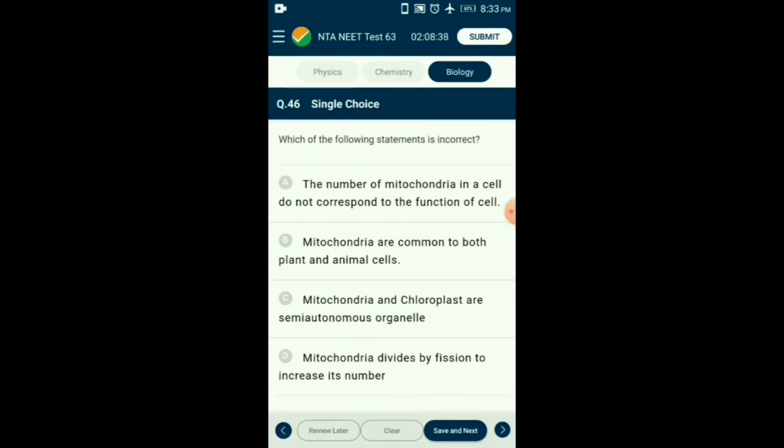Question number 46. Which of the following statements is incorrect? Number of mitochondria depends on the metabolic activity and function performed by the cell. Cell with more metabolic activity has more number of mitochondria. Maximum mitochondria are present in flight muscle cells of the birds. So the answer for this question is option A. The number of mitochondria in a cell does not correspond to the function of cell. The statement is incorrect.